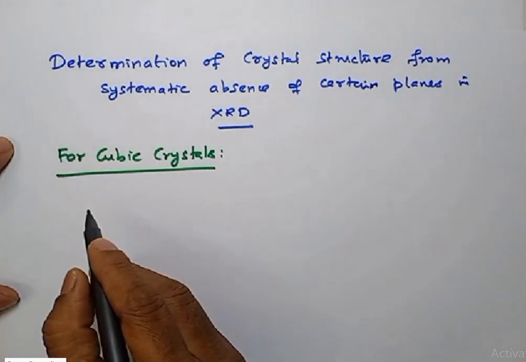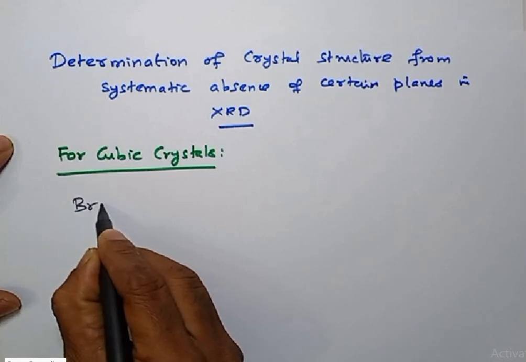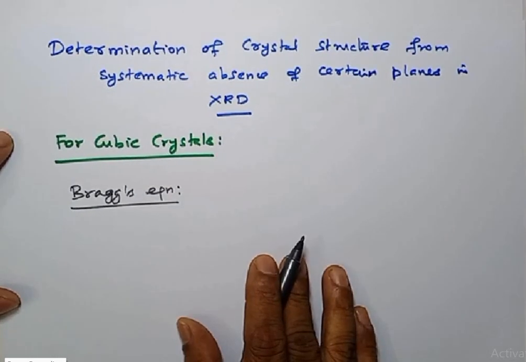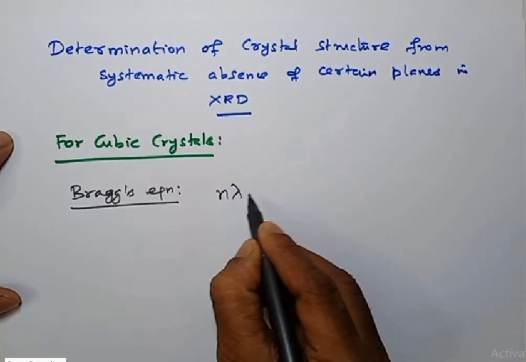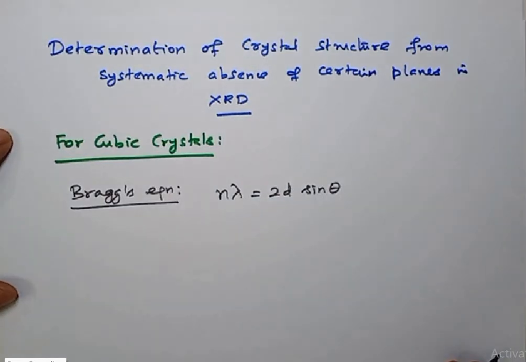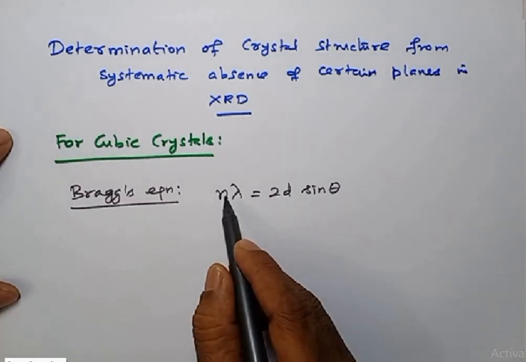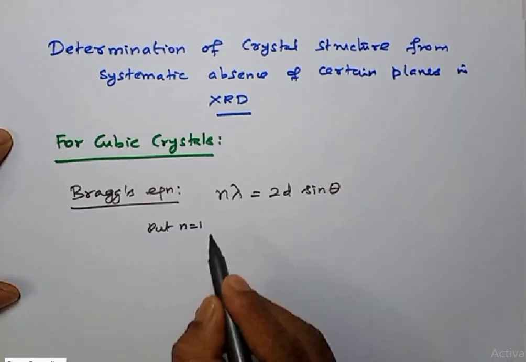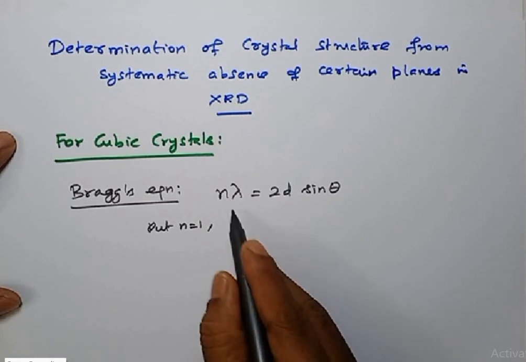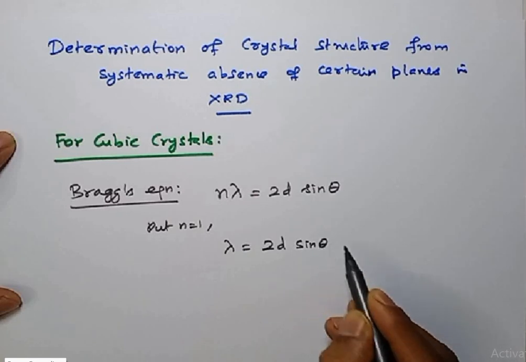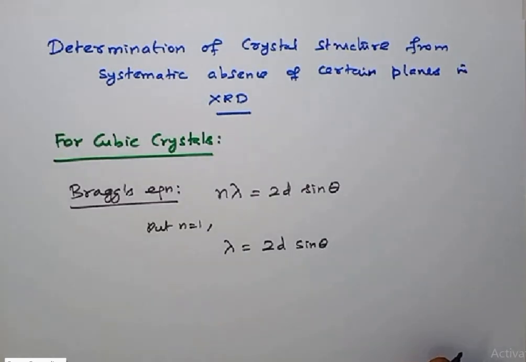We know very well, according to Bragg's equation. What Bragg's equation says is that n lambda equal to 2d sine theta. This we know. We are going to focus on first order reflection, so put n is equal to 1. So you'll get lambda is equal to 2d sine theta. So this is the Bragg's equation for first order reflection.